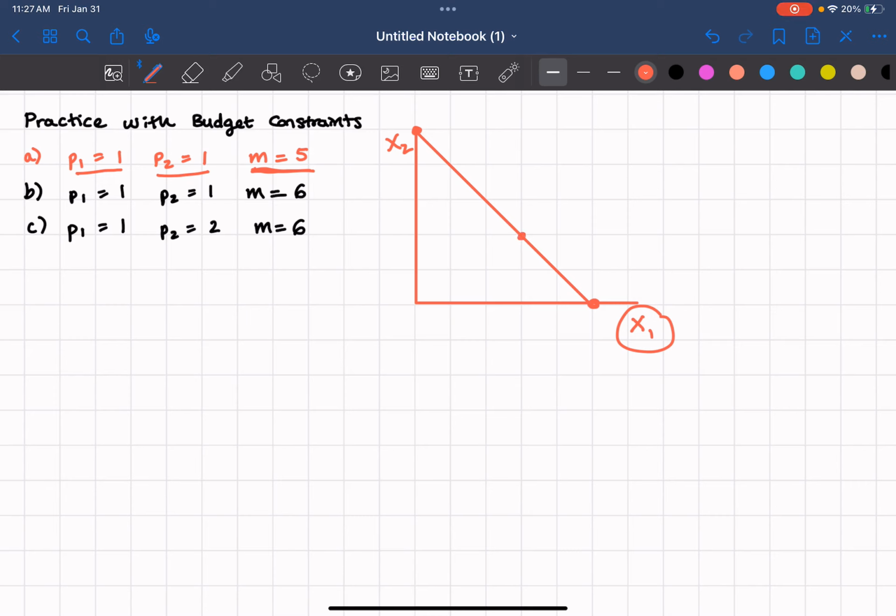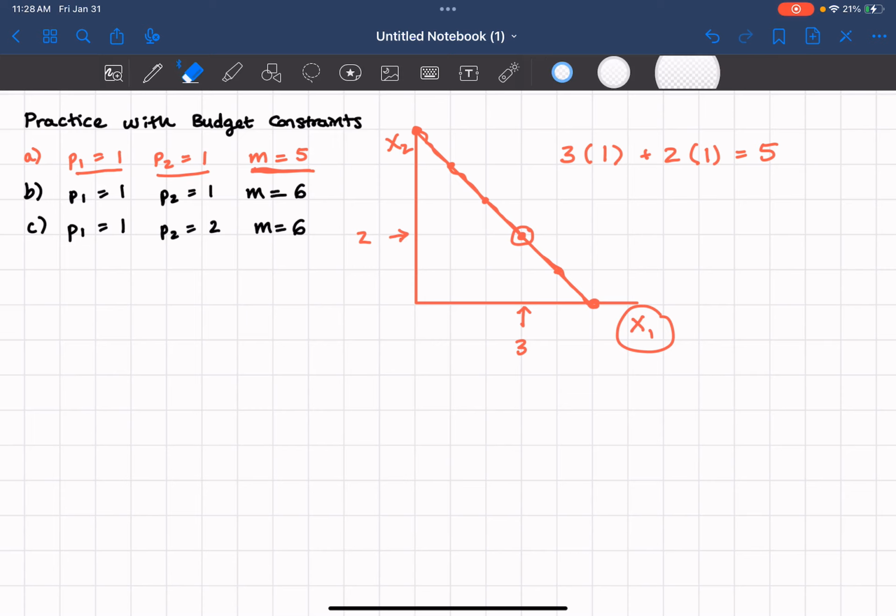So notice we could afford any bundle on this line. Test to make sure it's true. Let's look at this bundle. This bundle has us getting 3 units of good 1 and 2 units of good 2. The expenditure is 3 units of good 1 times the price of good 1, which is 1, plus 2 units of good 2 times the price of good 2, which is 1, which is equal to 5. So all these bundles, and you can check for yourself, will be affordable with our income of $5 and the price of good 1 and the price of good 2 being 1.